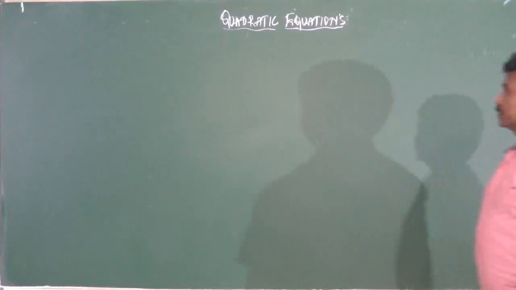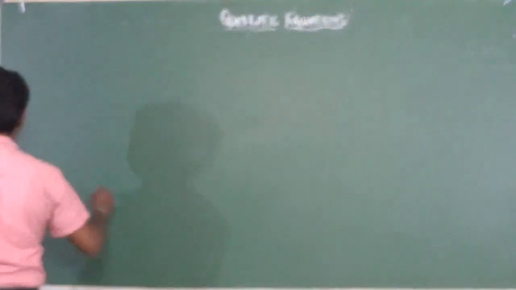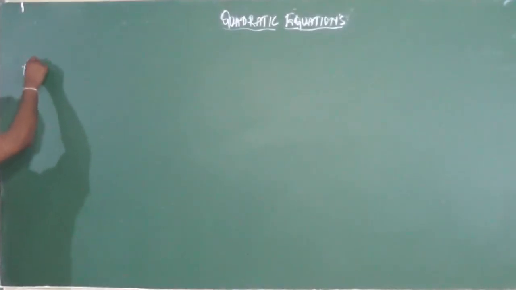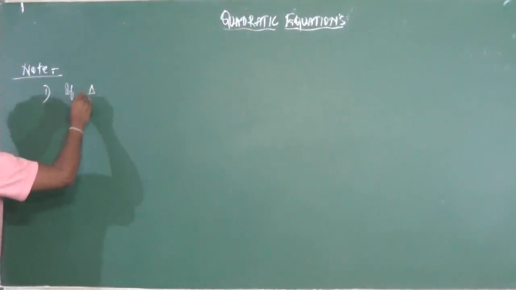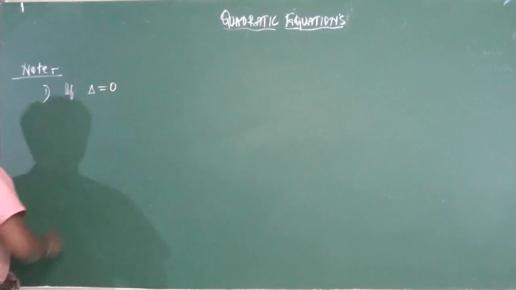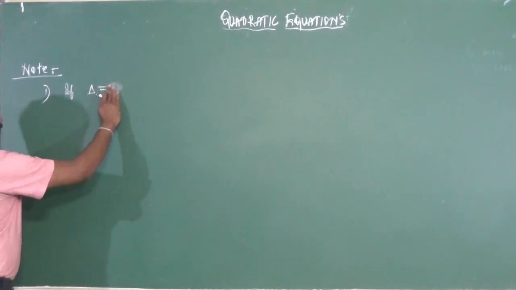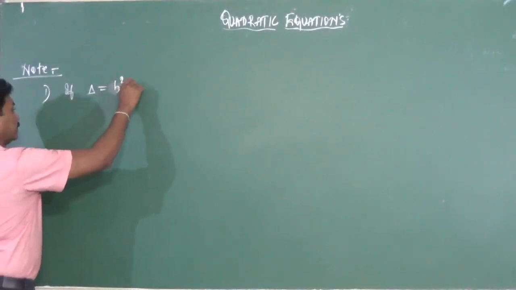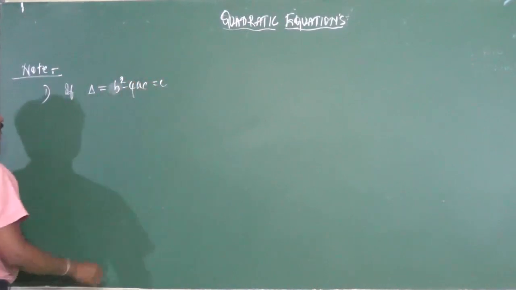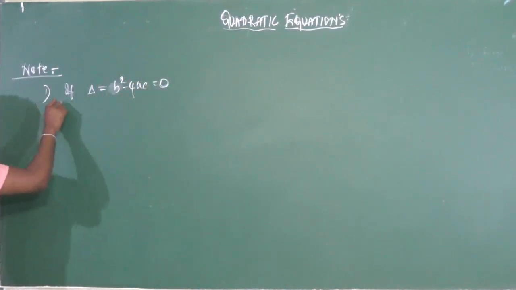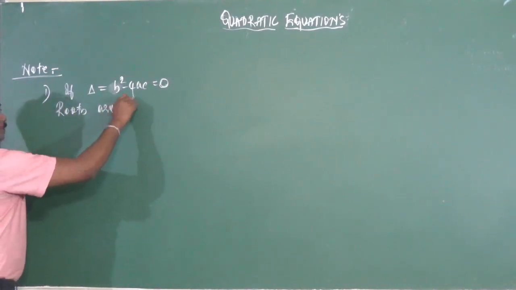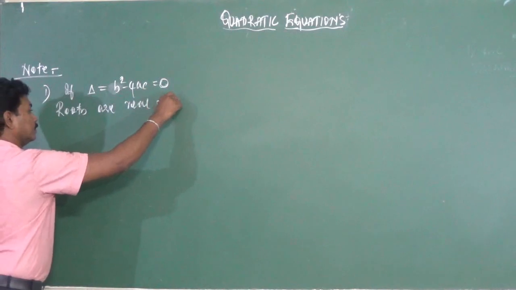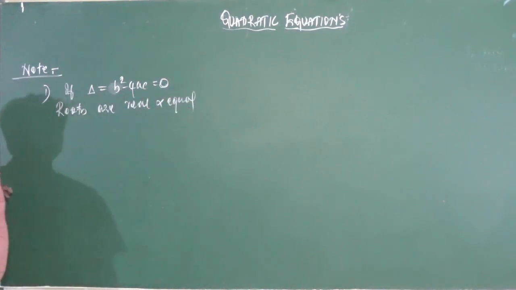Okay, let us get into the note, very important, which will be for 1 mark in your examination. Note number 1. If discriminant is equal to 0, that is b square minus 4ac is equal to 0, then roots are real and equal.